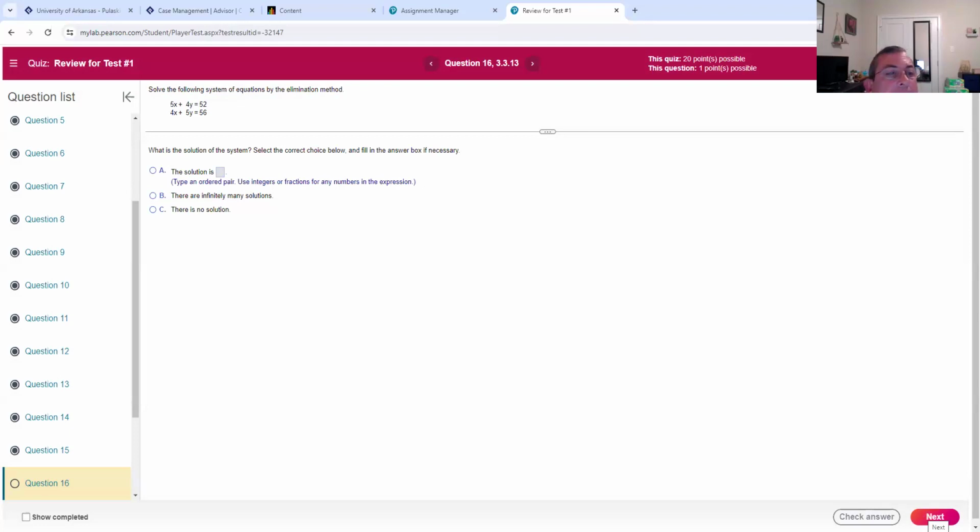Oh, y'all, let's see. This is number what, 16? Solve by the elimination method. 5x plus 4y equals 52. 4x plus 5y equals 56.